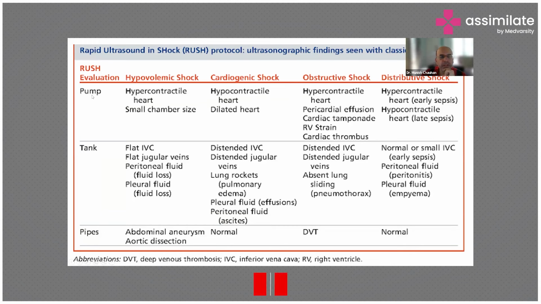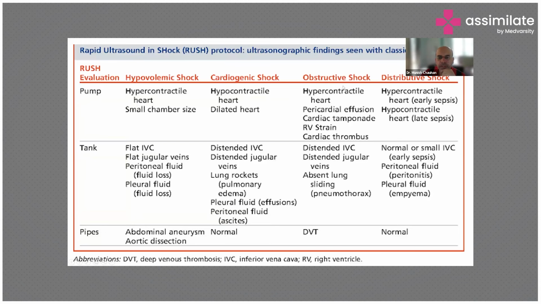For example, if you are thinking about the pump, okay, in hypovolemic shock, your heart will be working just fine. In fact, it will be overworking to compensate. The chambers will be empty and it will be hypercontractile. Whereas it will be the opposite in cardiogenic shock, because here the heart is hardly working. So it will be hypocontractile and dilated.